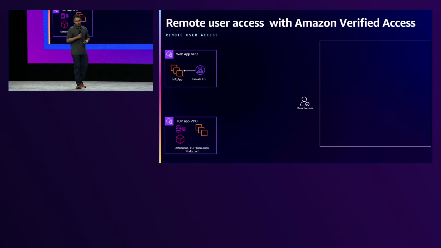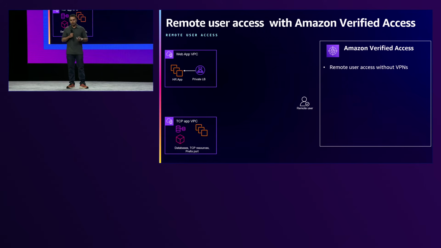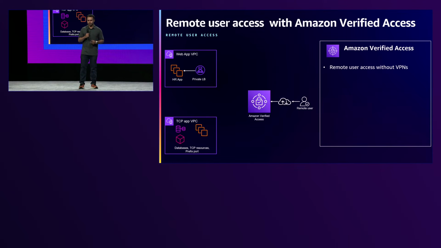So for the same requirement again, let's look at an alternative with Amazon Verified Access. So your use case remains the same. You have a remote user on the right side trying to access some AWS workloads or applications on the left side. So AVA, or Amazon Verified Access, allows your remote users to access workloads deployed in AWS without using a VPN.